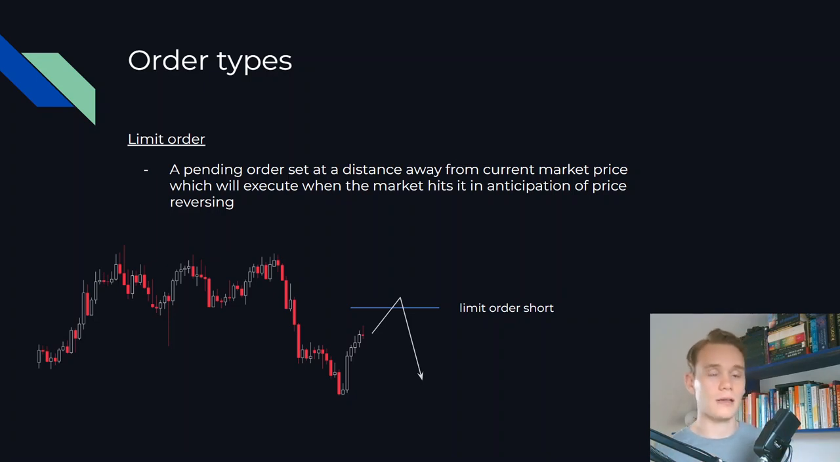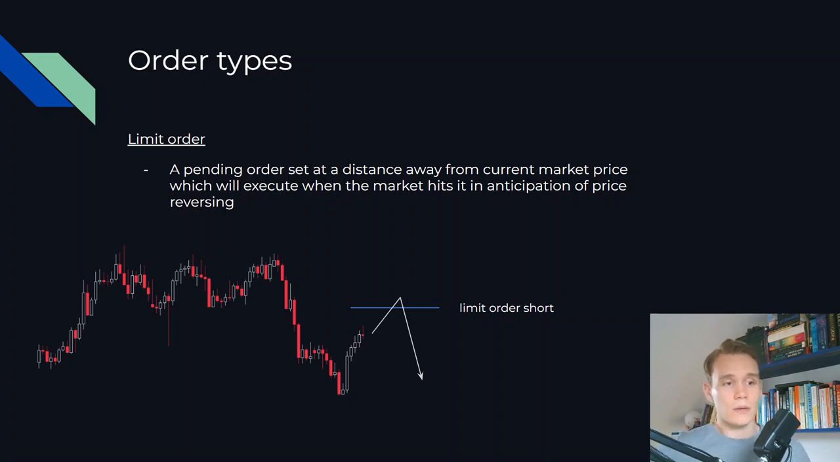on the short side. That is obviously flipped when we're looking at a long position. We would be in a long position, we would be setting a limit order below market with the expectation that it's going to come down, hit our entry, and then reverse and head back to the upside. So that is a limit order.